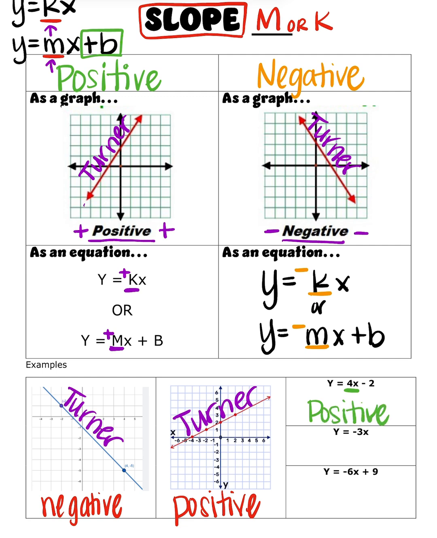In the next one, I would look for the number with x, and I can see, oh, it's a negative 3. So this is a negative slope. And in my last example, again, I'm only looking at the number with x because the number with x is my slope. Remember, we're focusing on slope today. And the number with x is -6, and -6 is negative. So this is a negative slope.